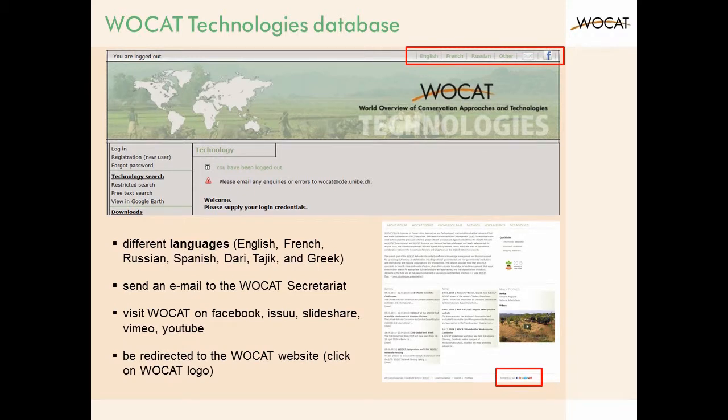After clicking on either the approach or technology database, you get to the login and search page. See navigation menu on the left. On the top of the page, you have the possibilities to switch between different languages, for example, English, French, Russian, Spanish, Dari, Tajik, and Greek, to send an email to the WOCAT Secretariat, or to visit WOCAT on its official Facebook page. You can also visit WOCAT on ISSUU, SlideShare, Vimeo, and YouTube. By clicking on the WOCAT logo, you will be redirected to the WOCAT website.